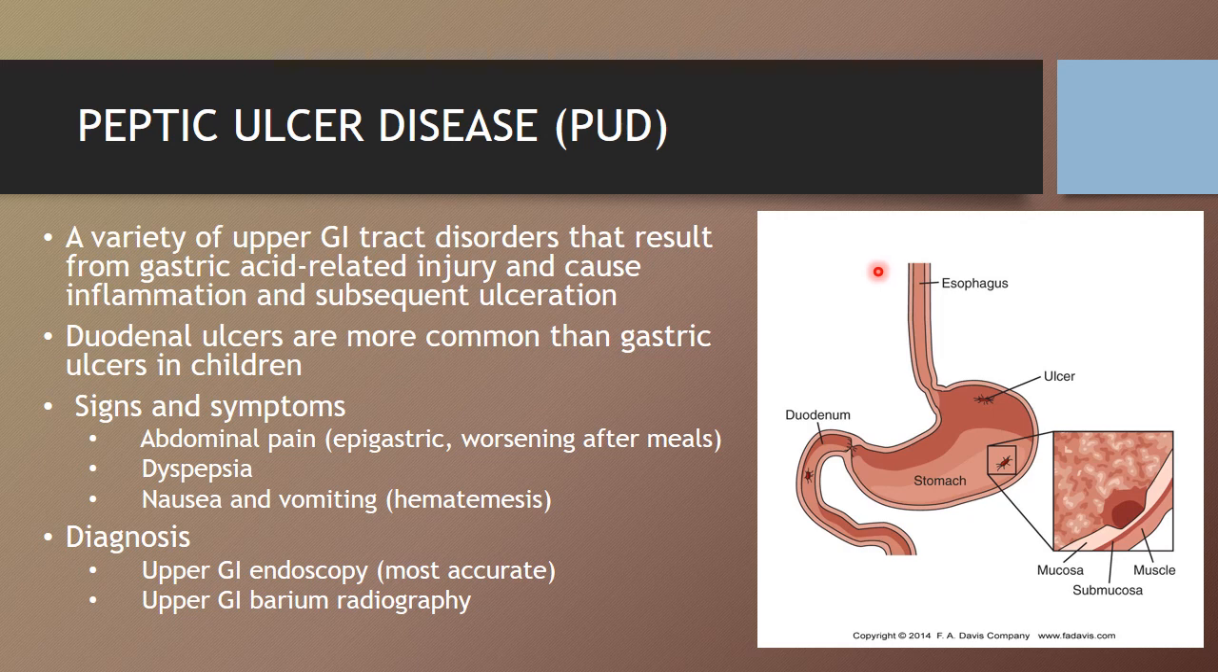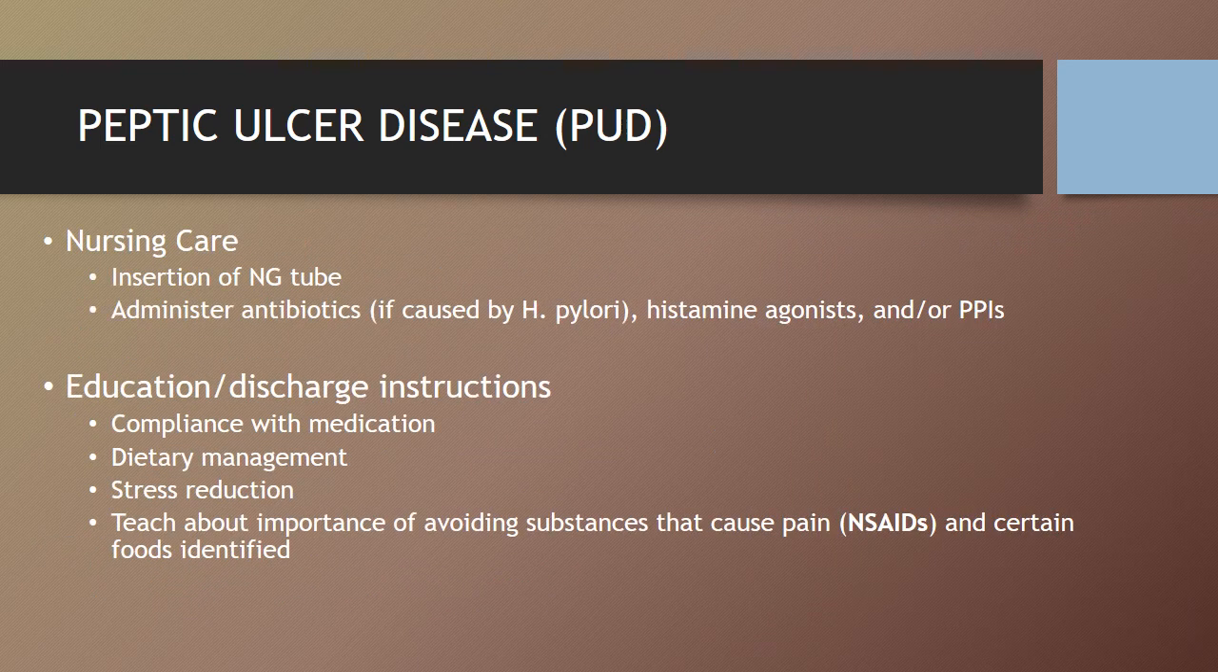Or if it's stool, if it's an upper GI bleed, it may be darker because it takes longer to get through the digestive tract, so it's going to be a dark black stool. Whereas if it's a lower GI bleed, a lot of times it may be more of a bloody stool because it's on the lower end. It doesn't take as long to come out. But anyway, I digress. Diagnosis: upper GI endoscopy is going to be the most accurate, because this is typically where it occurs. And then upper GI barium radiography may occur as well, but an endoscopy.